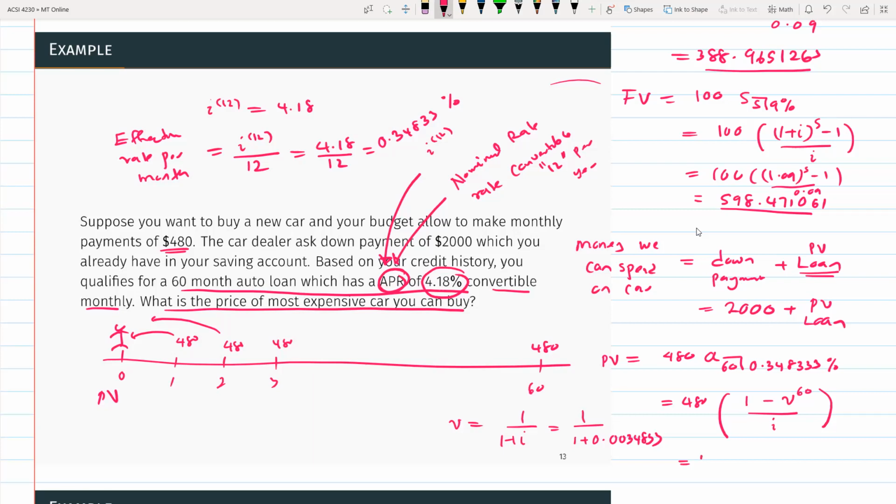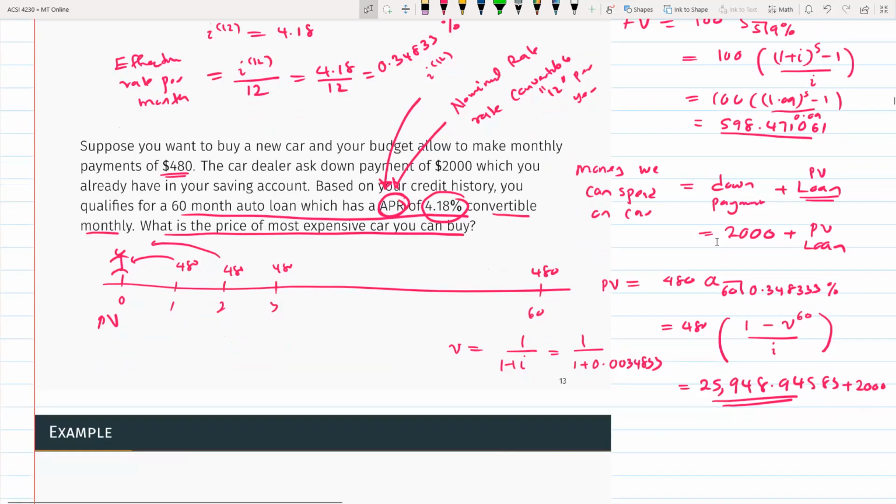So I get 25,948.94583. Now that's the present value of the loan, and I have to add another $2,000 because I have $2,000 in my savings account. So in total, the value of the most expensive car would be 27,948.94583.